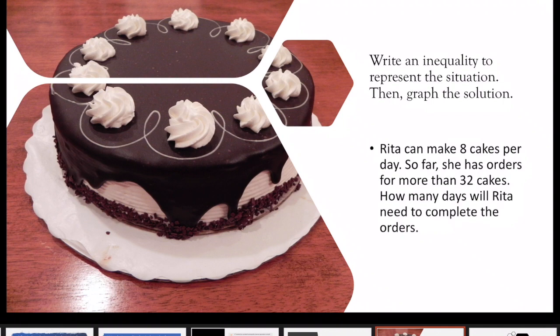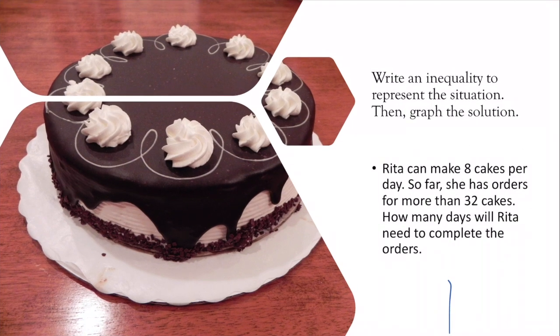Alright, so let's actually write an inequality to represent a given real world situation. This question is saying write an inequality to represent the situation, then graph the solution. Okay, so Rita can make 8 cakes per day. Any given day Rita can make 8 cakes. So far she has orders for more than 32 cakes.